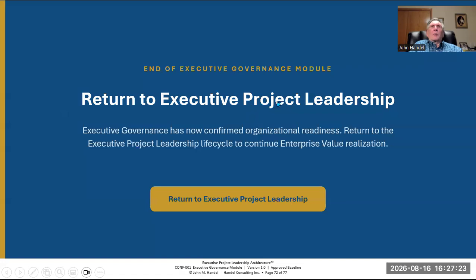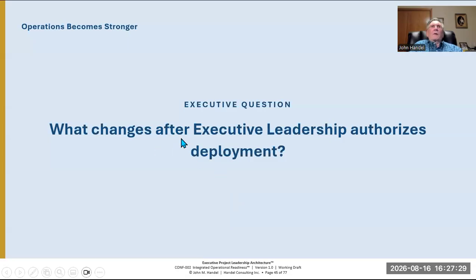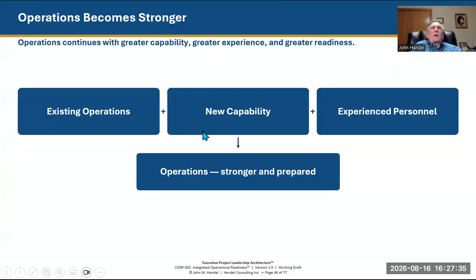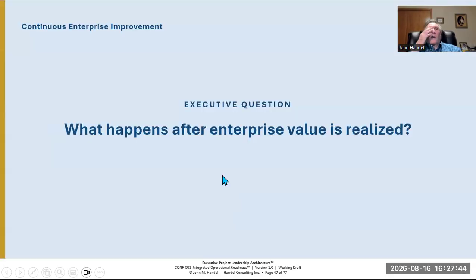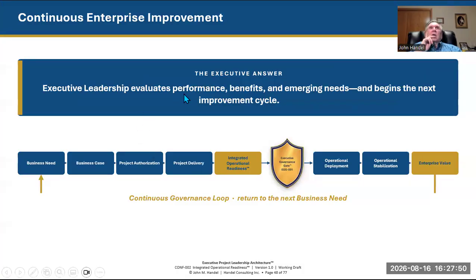So we're going to return to the project leadership now. What changes after executive leadership authorizes deployment? You've got existing operations, experienced personnel, and a new capability that leads to stronger and prepared operations. After value is realized, executive leadership evaluates performance, benefits, and emerging needs and begins the next improvement cycle. So you're all the way out here now. You've come all the way through the gate review. You're operational, you've stabilized operations, and you're achieving enterprise value now.